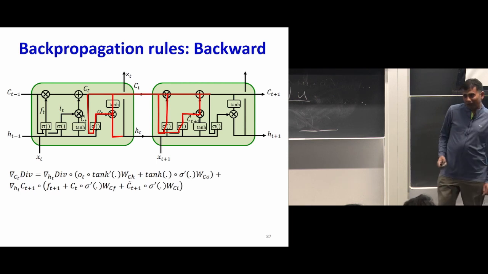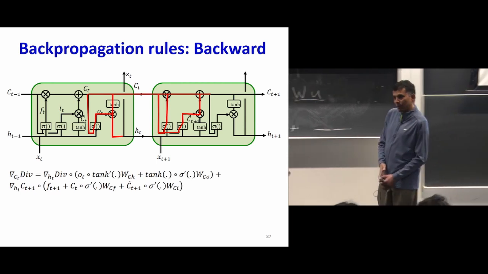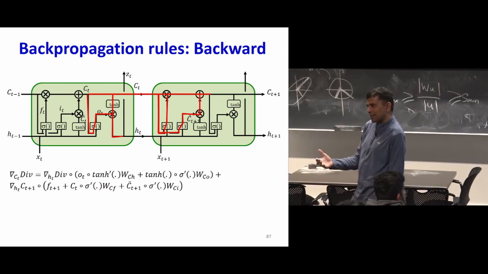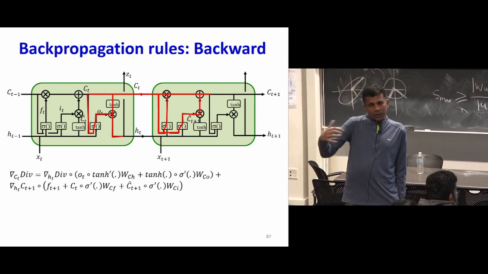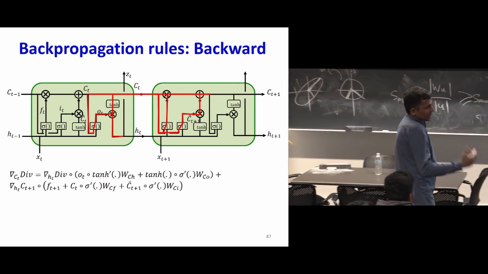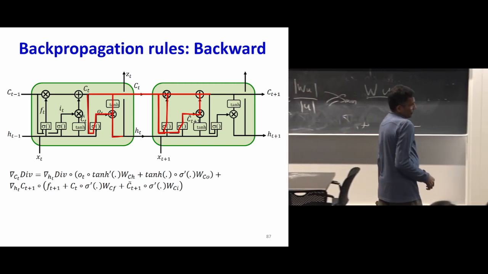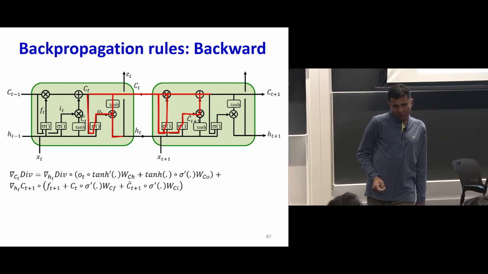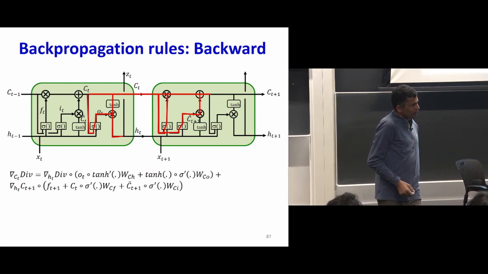Right? So that single cell value goes out into many gates and also goes on to the next cell. And the influences through each of these gates and the next cell all must be factored in when you're trying to compute the derivative of the divergence with respect to the cell value, so it gets a bit painful.